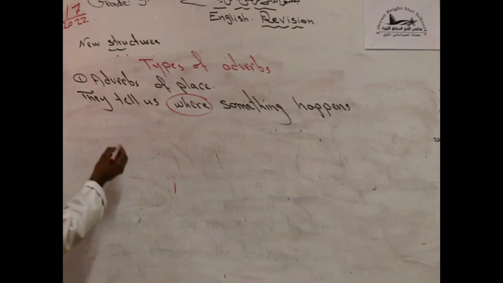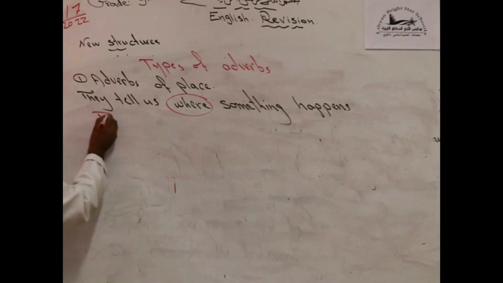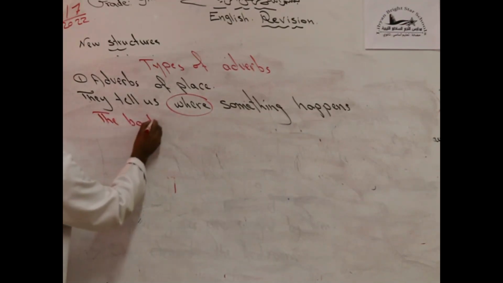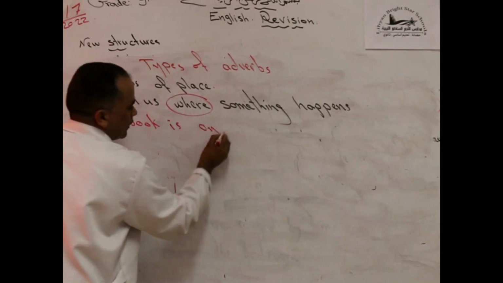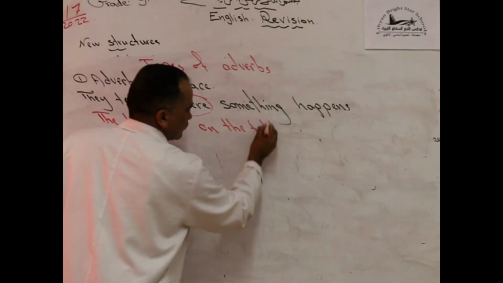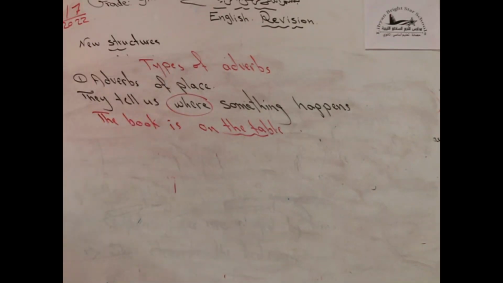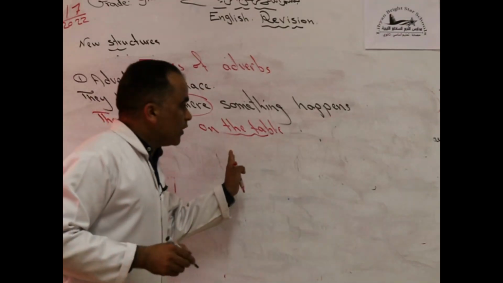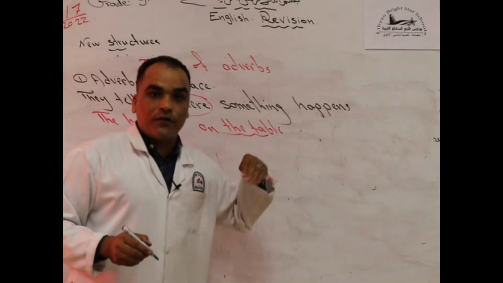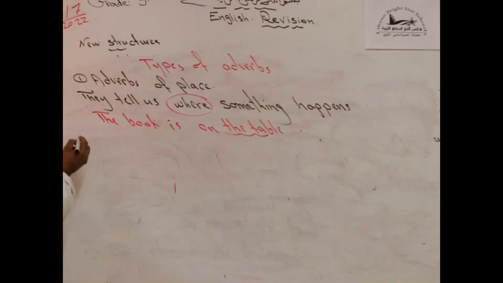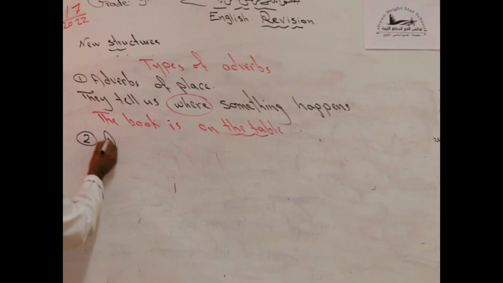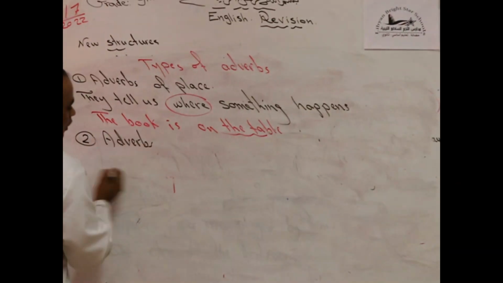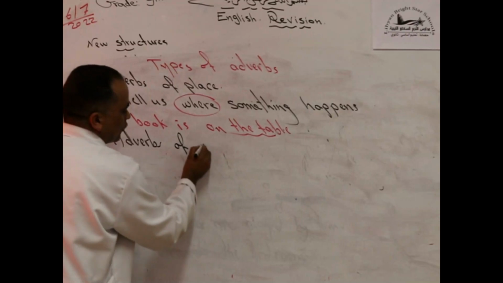For example, where is the book? The book is on the table. On the table is the adverb of place. We use the adverbs of place to answer a question which starts with where. Adverbs of place can go after the verb or the object. After the verb or the object. Let's move to the second type, adverbs of manner.